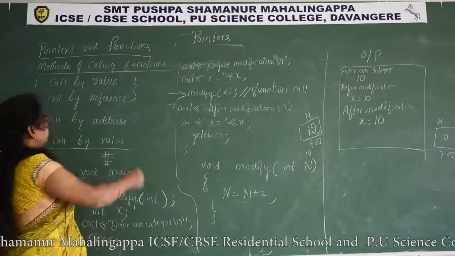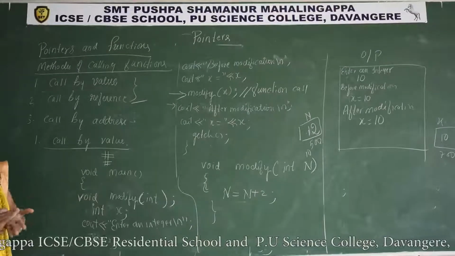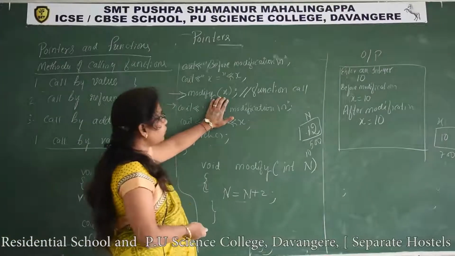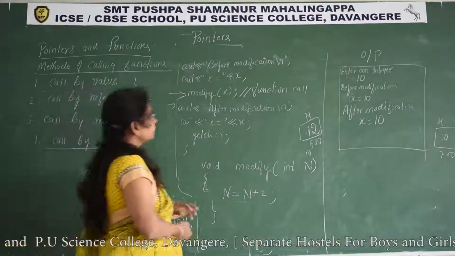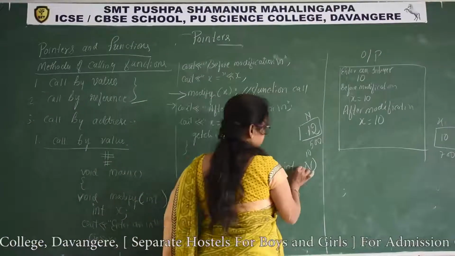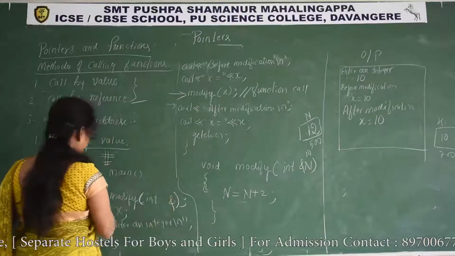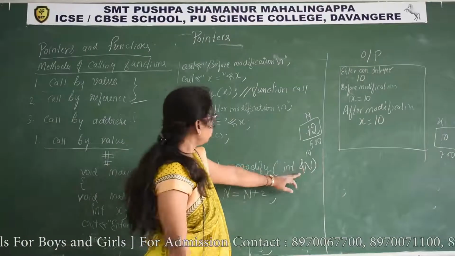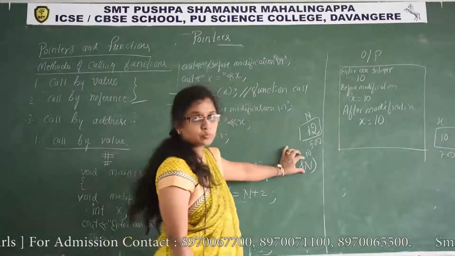Now call by reference. I'll consider the same example here. So what is the difference between call by value and call by reference? Instead of passing the value, we have to give the reference of that variable. How? We must write the ampersand operator here. This is the function prototype. If you add this ampersand operator, what does it mean? The address of the actual argument is referred by this variable.